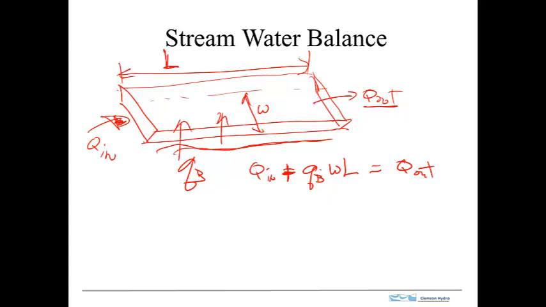Okay, so this will be significant because we'll be able to measure this, and we can measure that, and we can measure this and this, and we can measure that. So this will be a case where we can measure all of these, and then we can use the volume balance to see how good our measurements are.